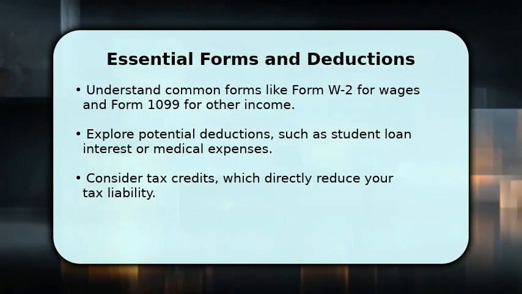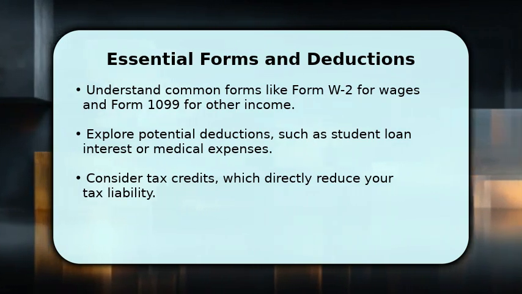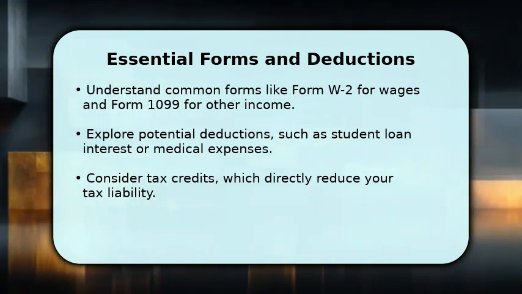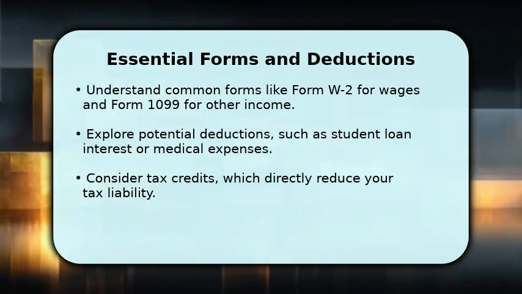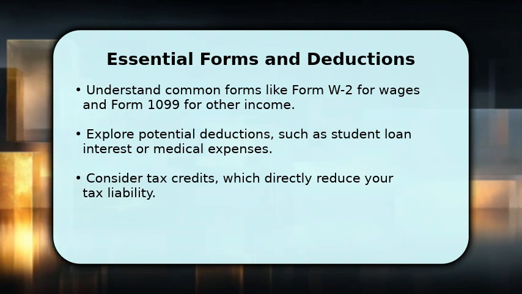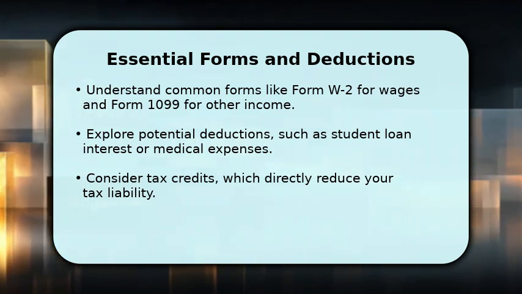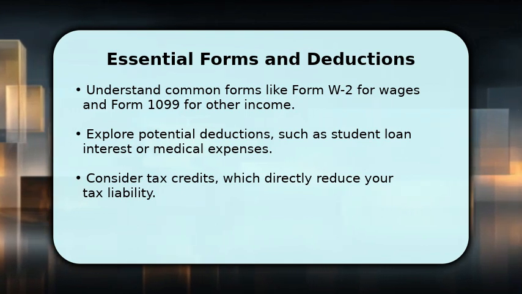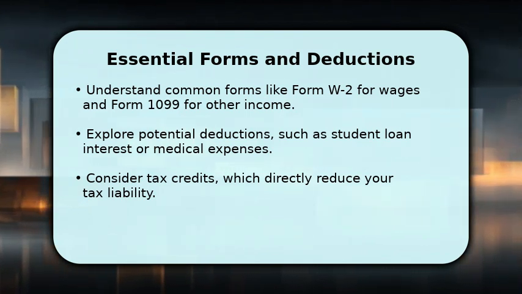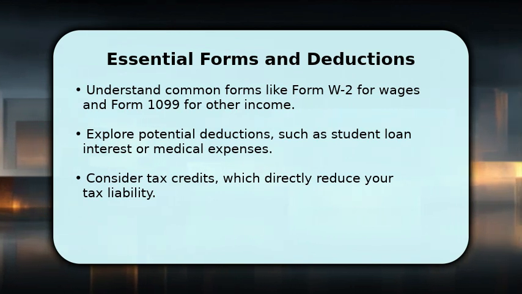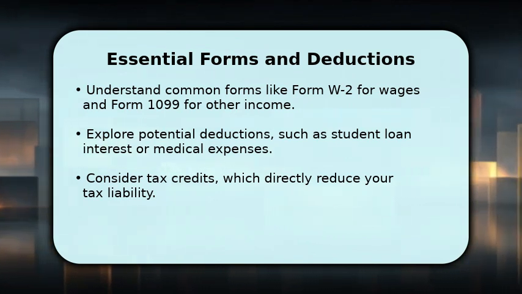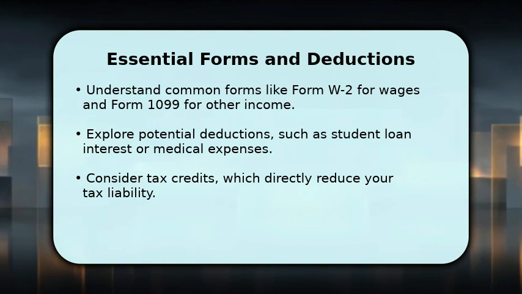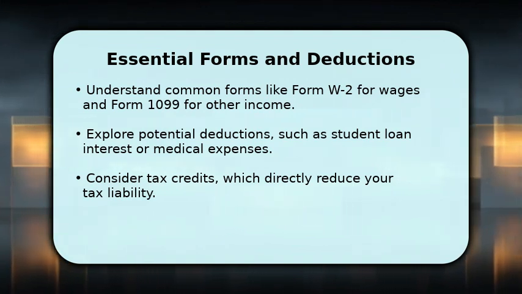Understanding key forms is crucial. Your Form W-2 reports wages, while Form 1099 covers other income sources like freelance work. Beyond income, explore deductions such as student loan interest or medical expenses, which can lower your taxable income. Also, look into tax credits. These are particularly valuable as they directly reduce the amount of tax you owe, dollar for dollar.